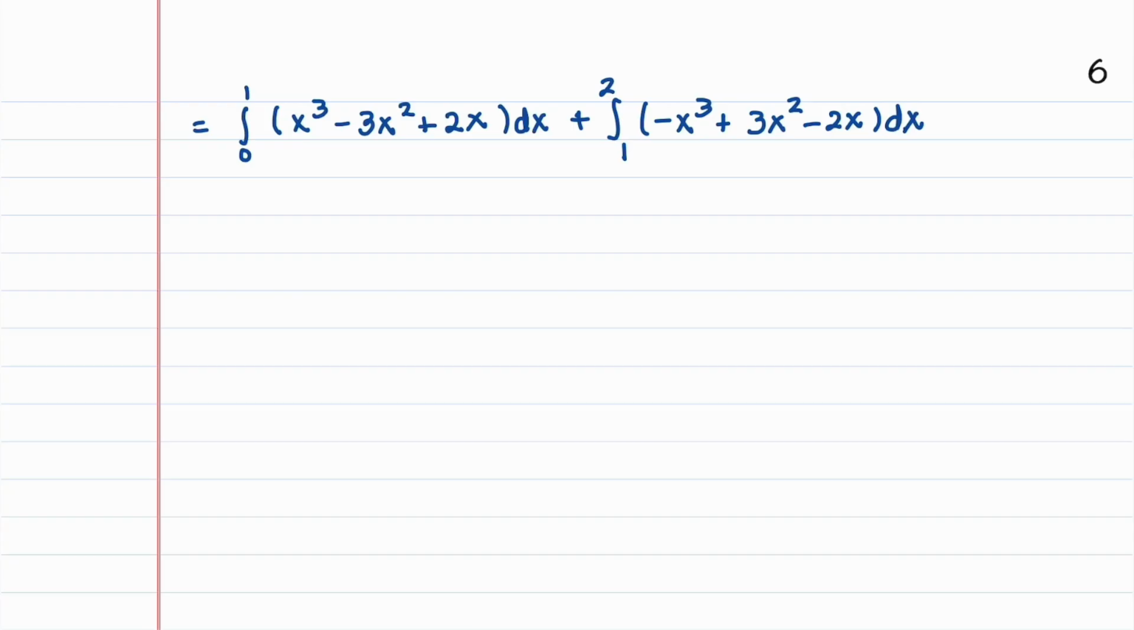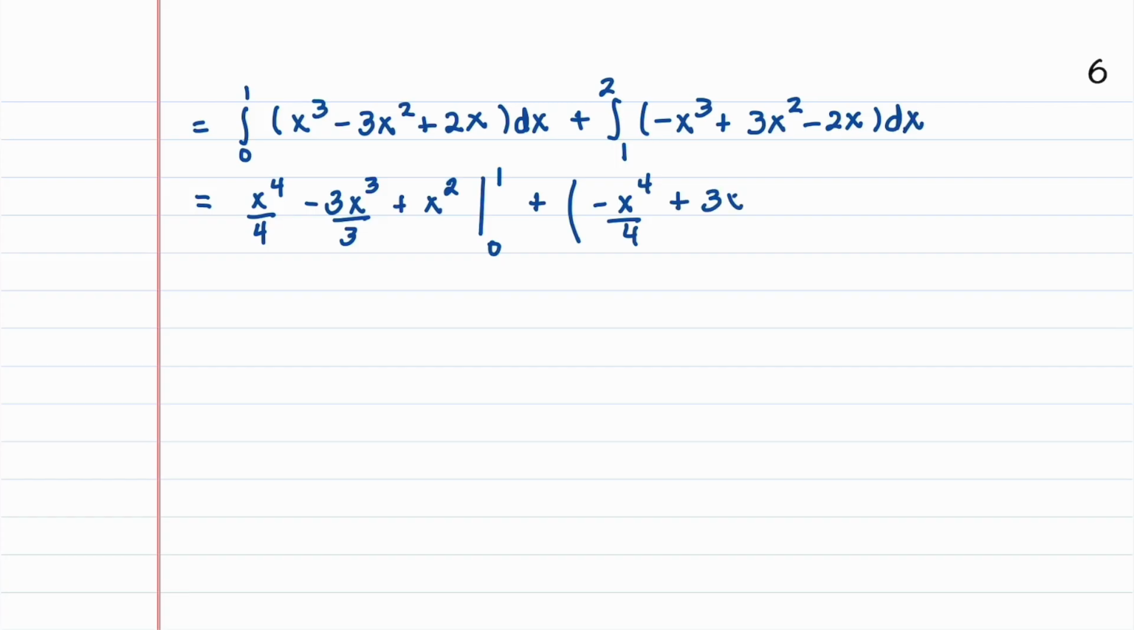Now we can do our integration. Let's integrate our first integral. This is x to the 4th over 4 minus 3x cubed over 3 plus x squared, evaluated from 0 to 1, plus, with our next integral, we have minus x to the 4th over 4 plus 3x cubed over 3 minus x squared. And we're going to evaluate this one from 1 to 2.